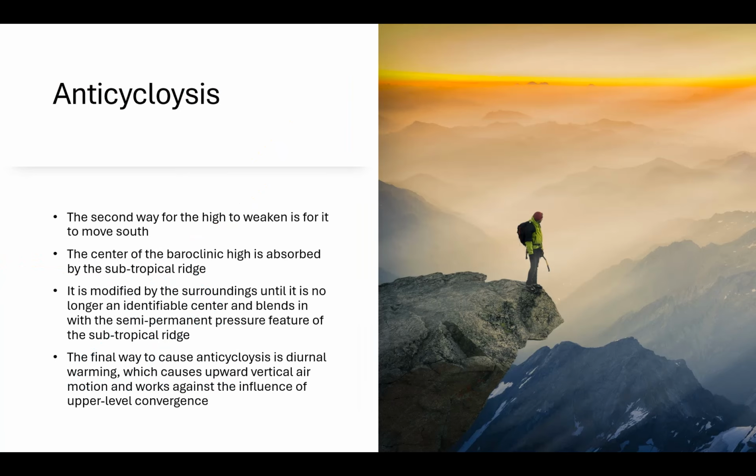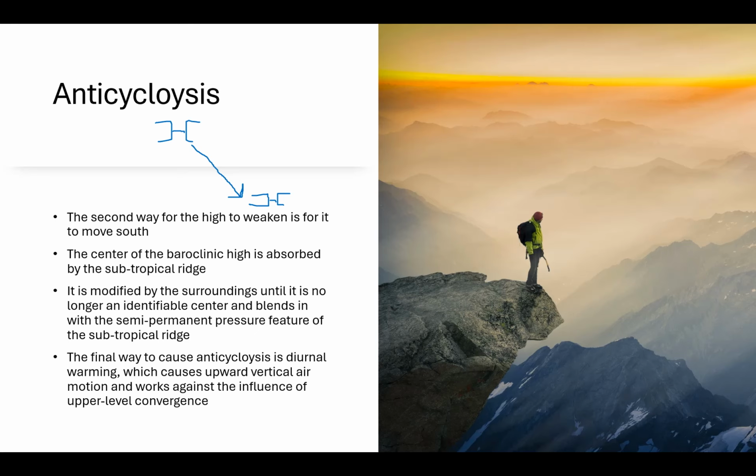All right, so the second way for the high pressure system to weaken at the surface is for it to move south. Why is that the case? Well, as the baroclinic high moves south, let's say this is the high pressure system initially over Canada, but it's going to continue to move towards the southeast. Over time, it's going to move into the United States, into the Dakotas and Minnesota, then the Midwest, then eventually down towards the mid-Atlantic and southeast coast of the US.